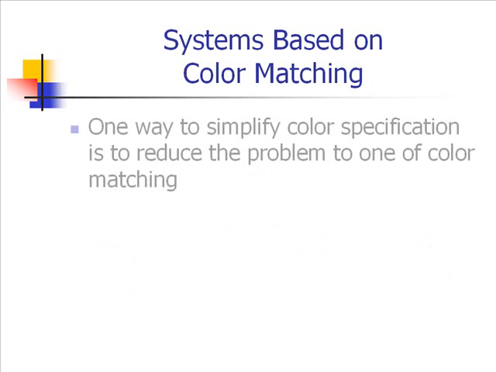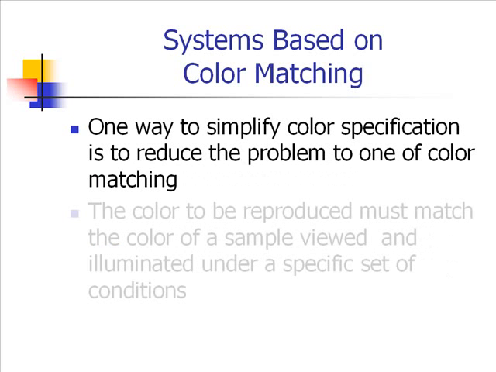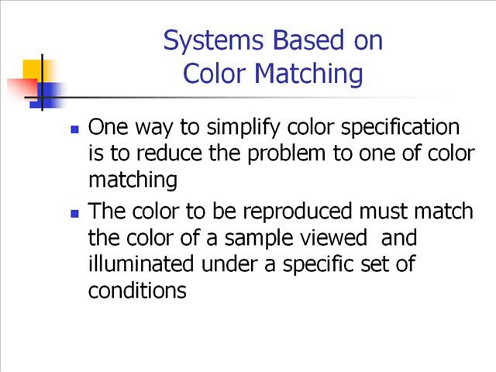One way to simplify color specification is to reduce the problem to one of color matching. So we're going to look at colors in terms of a color matching type model. The color to be reproduced must match the color of the sample viewed and illuminated under a specific set of conditions. So we're going to say this is our standard. What do we have to do to get the same color? How do we make it? Where do the components come from?